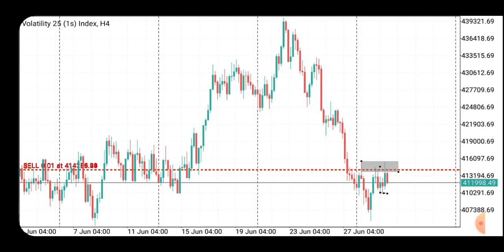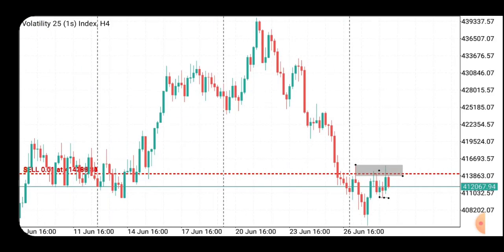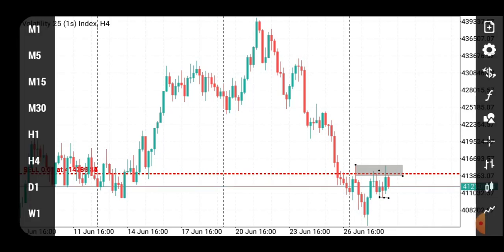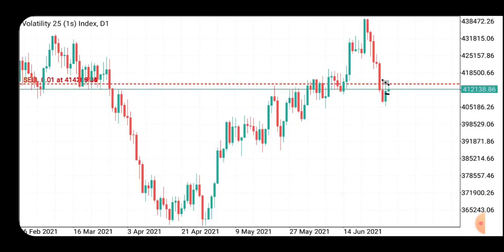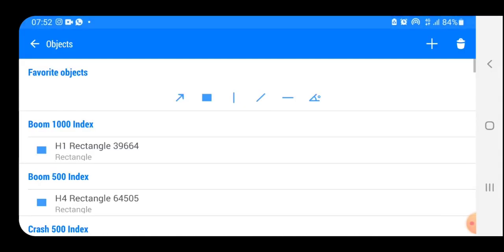So this is how the H4 looks. From the looks of things, on H4 we have what we call rejection blocks in this area. So an order block on H1, and it looks like a rejection block on H4. And on D1, let's see how price is moving. On D1, wow, this is very good, and this is very nice.